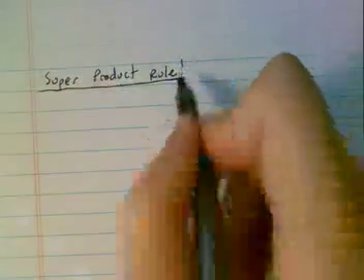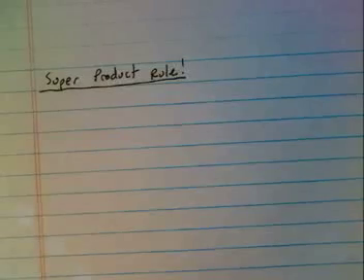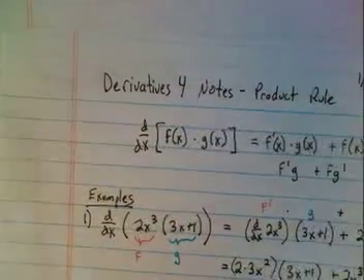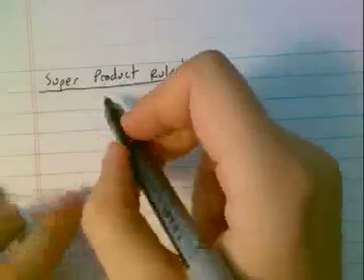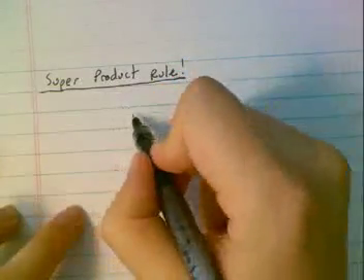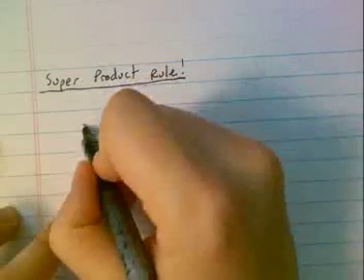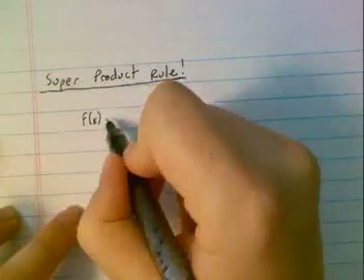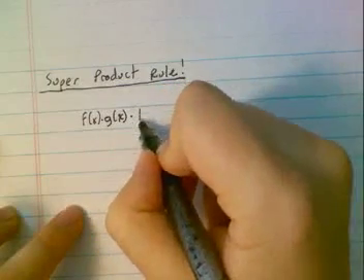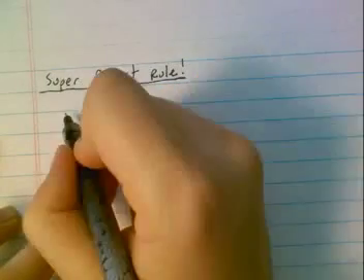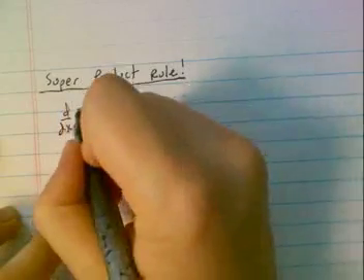The superproduct rule. In the previous product rule, we had a situation where we had two things multiplied together, and we took the derivative. With the superproduct rule, what if we have three things multiplied together? So we've got f of x, we've got g of x, and we've got, let's call it h of x. And we want to take the derivative.